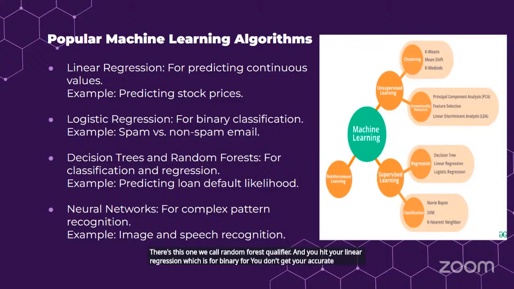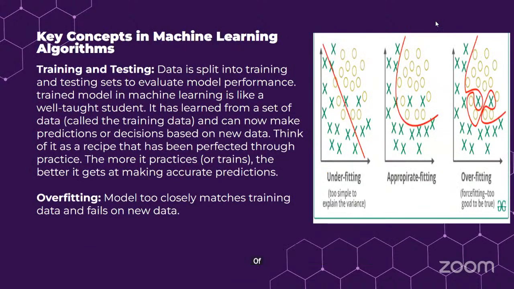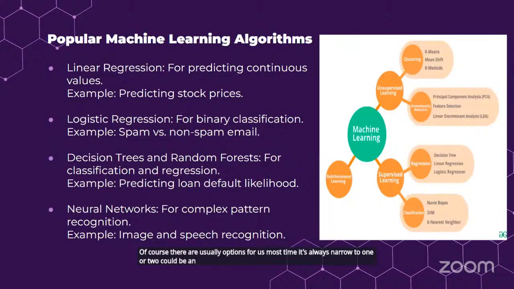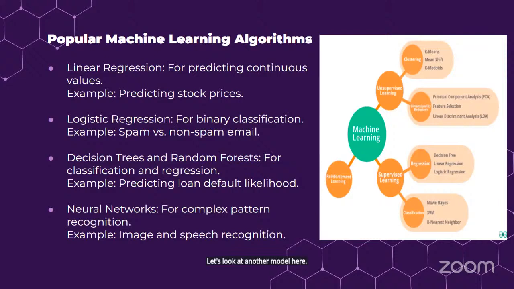Remember, machine learning is almost all about prediction. Let us have that in mind. For you to hit an accurate score of, let's say, 0.7 and above, we should be using the right model. Of course, there are usually options for us. Most of the time it's narrowed to one or two, but getting the exact one could be an advantage. So let's look at another machine learning algorithm here.